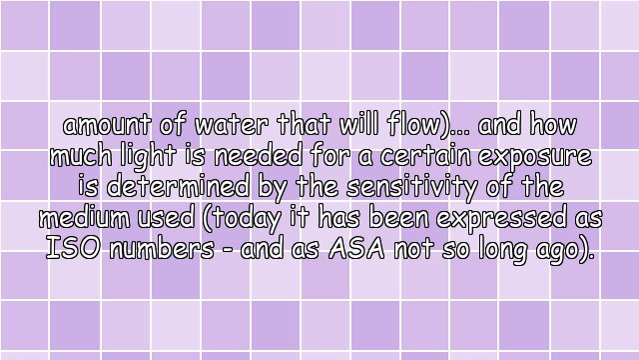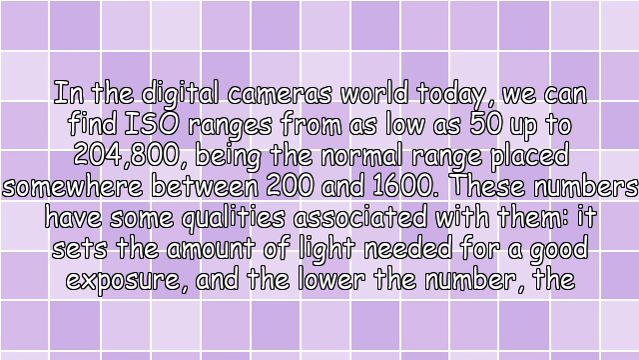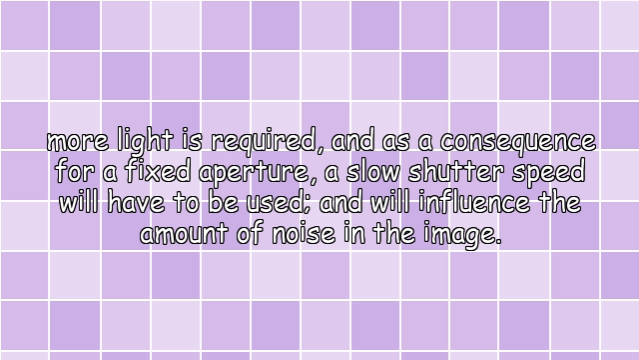Today it is expressed as ISO numbers, as it was not so long ago. In the digital cameras world today, we can find ISO ranges from as low as 50 up to 204,800, with the normal range placed somewhere between 200 and 1600. These numbers have some qualities associated with them. It sets the amount of light needed for a good exposure, and the lower the number, the more light is required, and as a consequence, for a fixed aperture, a slow shutter speed will have to be used, and will influence the amount of noise in the image.